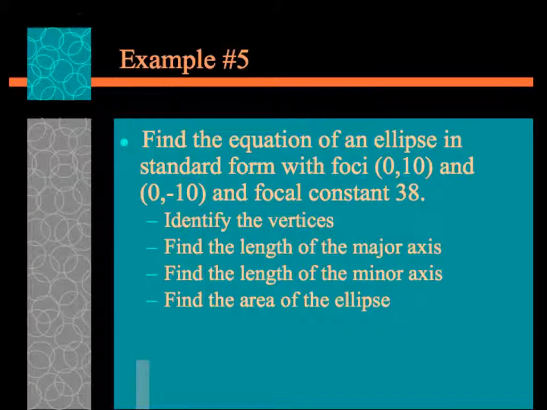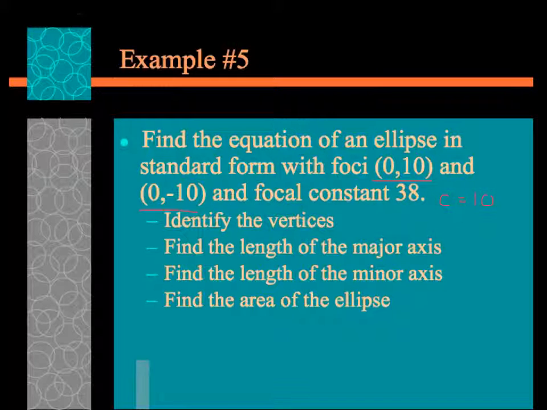So here's an example where I give you some information about an ellipse, and I ask you to identify the vertices, the length of the major axis, minor axis, and the area of the ellipse. Well, the first thing I want you to notice is that the foci coordinates are given, both of them are given. And I know when I look at my graphic organizer that from the foci I can determine the value of C. So I can tell that C is 10.